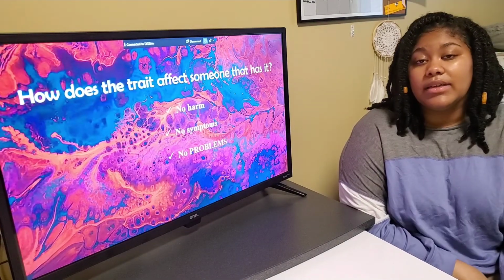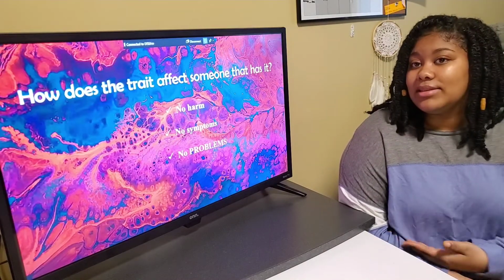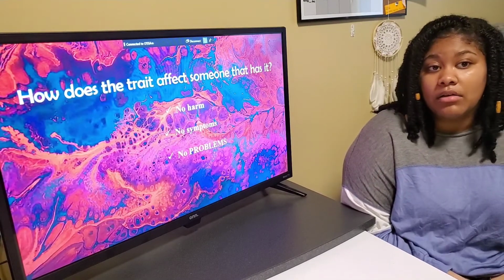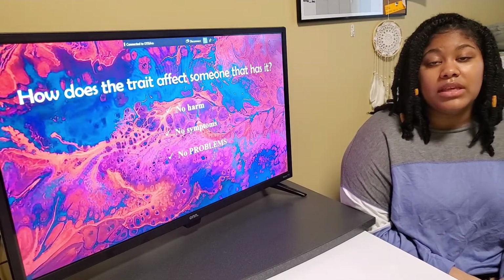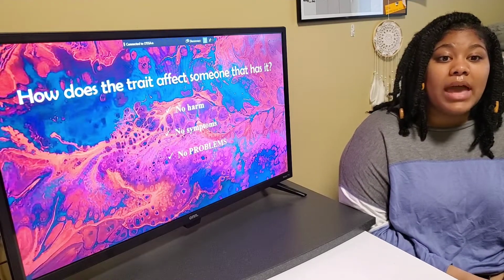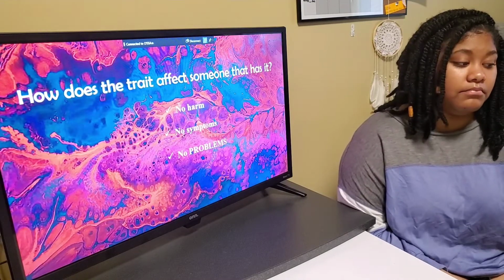How does the trait affect someone that has it? It doesn't. As it says, no harm, no symptoms, no problem. It's like you don't have it at all. There may be things in your life that pop up that make you think, oh, maybe this happened because I had the trait, but that's it.